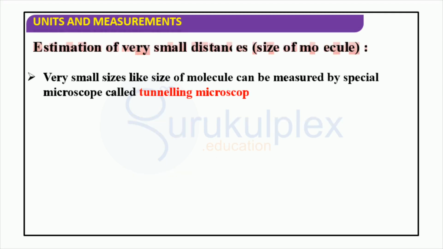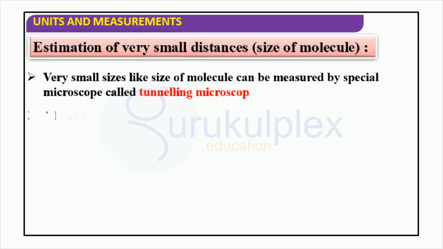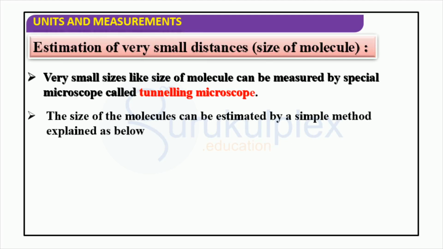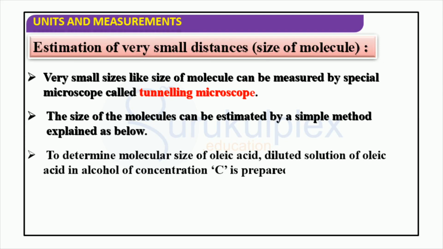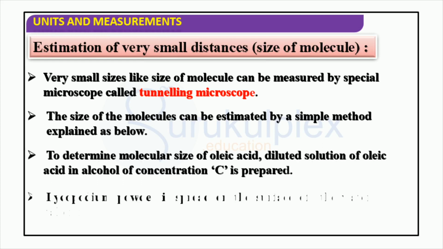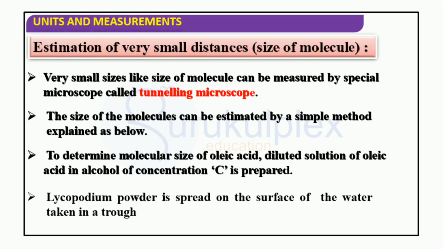Molecules are incredibly small and hard to measure even with the most powerful microscopes. But with the development of the tunneling microscope, it is now possible to determine the size of molecules, including oleic acid. To measure the size of oleic acid molecules, one should prepare a dilute solution in alcohol. After that, a technique that involves lycopodium powder spread over the surface of the water can be employed for estimating the size of the molecules.